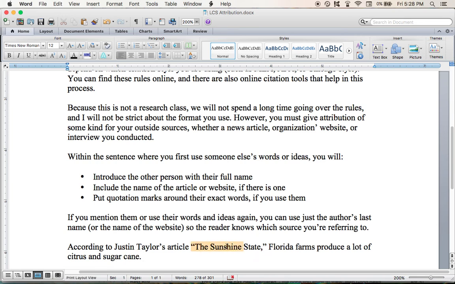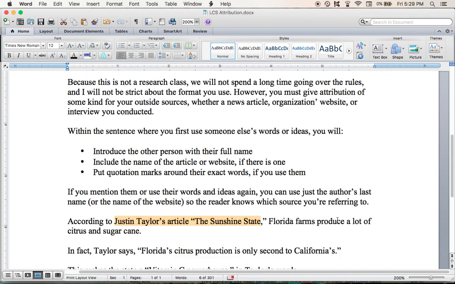But you still need to say where it comes from. And so you use the name of the article, and you put that in quotation marks, and you capitalize the words in the name of the article, and you also use the name of the author, Justin Taylor. Okay, so you've got both of those in the sentence the first time that you use ideas or words from that source. Now let's say that you're going to use it again, okay? So you don't have to say all of that again. This time you can just refer to the author by his last name.